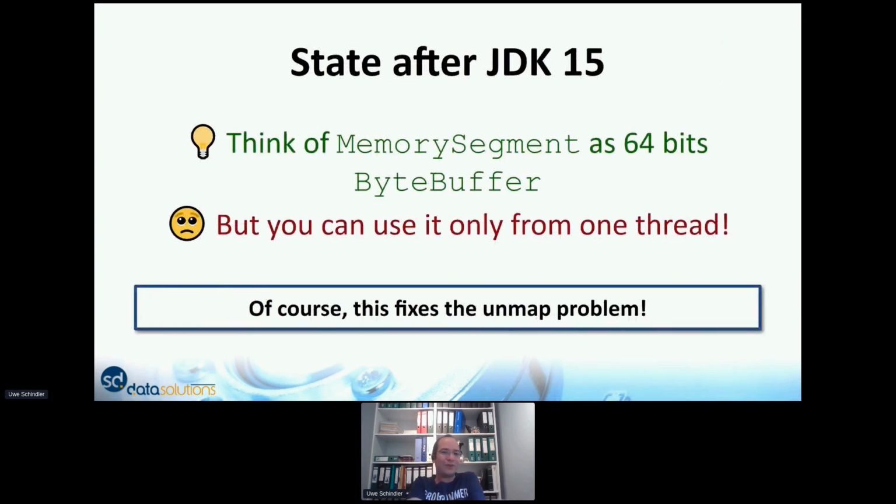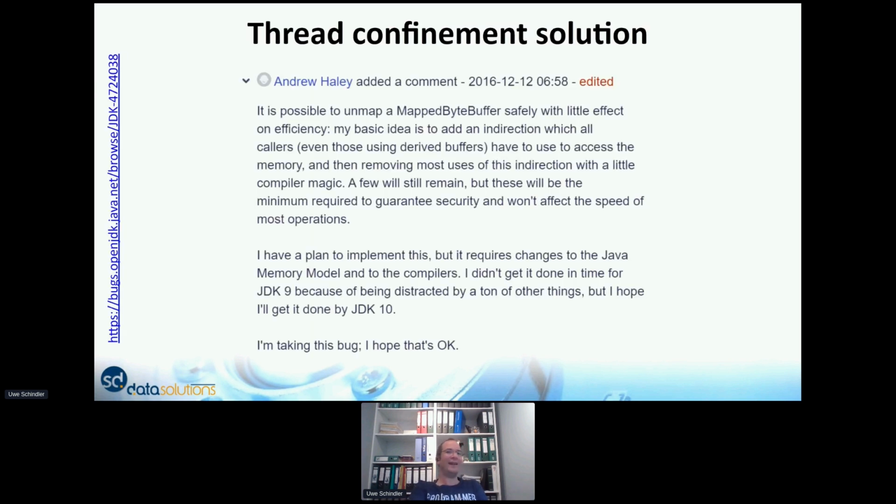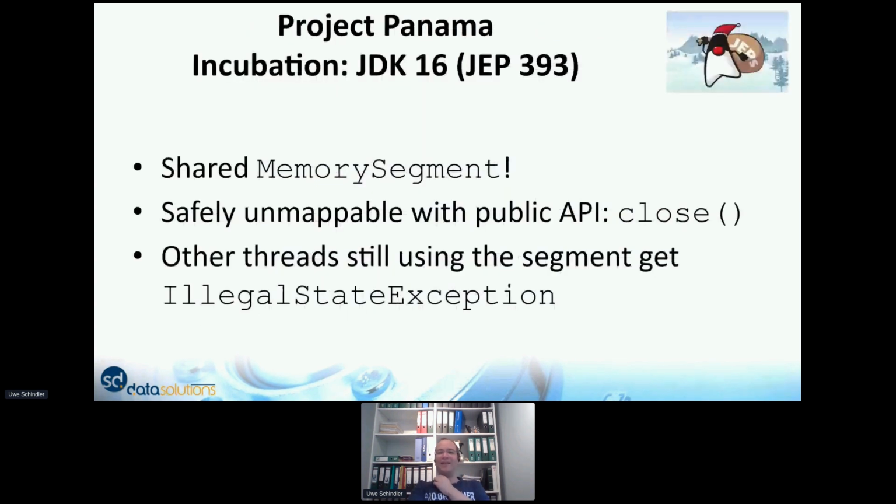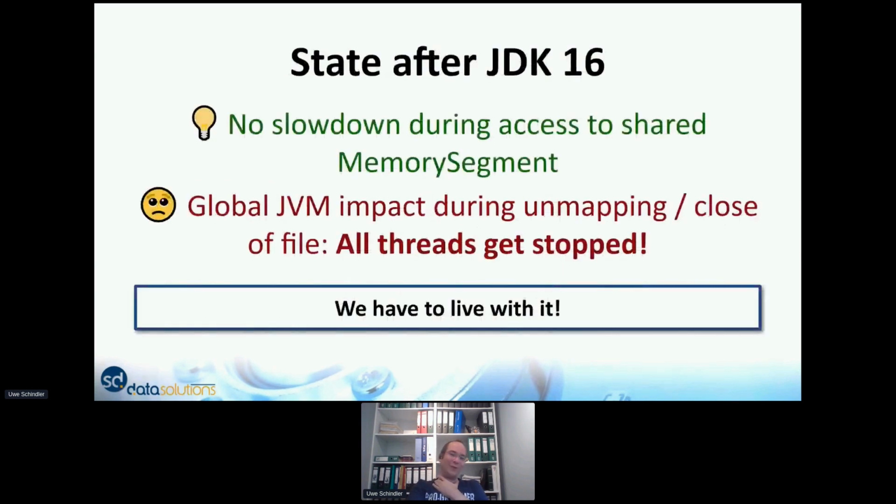We were trying, but we can't use that because the memory segment is a byte buffer that we can only use from one thread. So this doesn't help us for Lucene. Then Andrew Haley, at that point, it was already 2016, had a good idea to have the thread confinement solution. And this came into JDK 16. So we have a shared memory segment, which has a close method to do it. And if other threads are using it, it throws an illegal state exception. Oh, that was really cool to have that. But how does it work? You have to know a little bit.